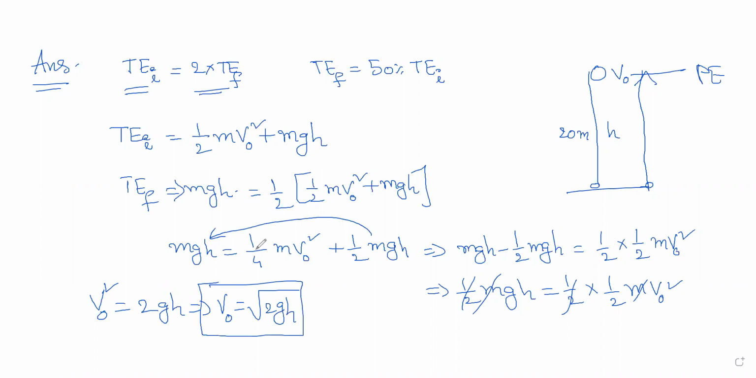So just substitute the numbers. V naught is equal to the square root of 2 into g is 10, h is 20. That is the square root of 400, that is 20 meter per second. Hence the answer.